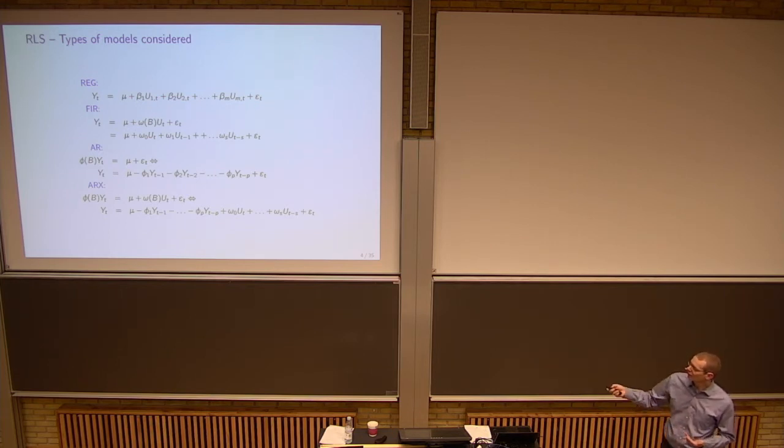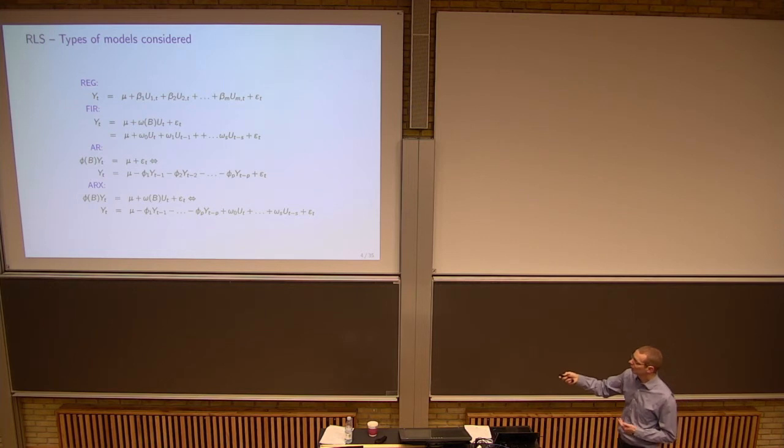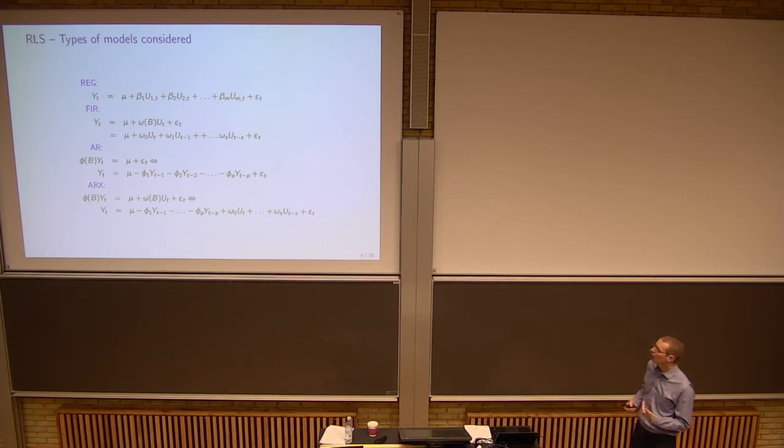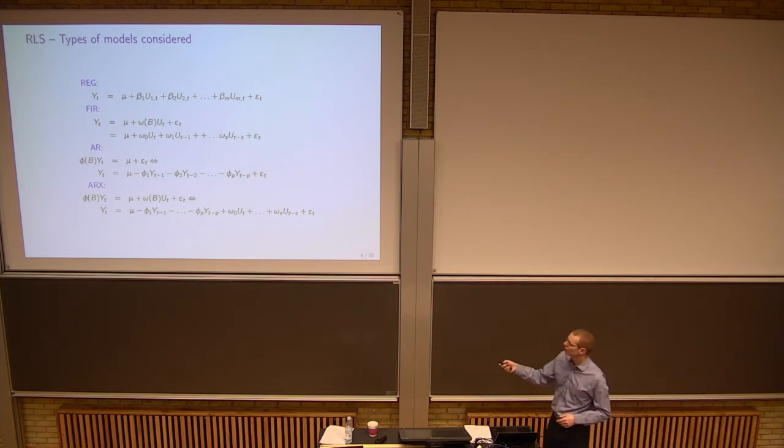We can also have a combination of those two, where you both have an autoregressive part, and then you have an input part as well. We've also played with those models a couple of weeks ago. All these models can be estimated by linear regression. The only class of models where you cannot do this is when you have a moving average part. So in all these models, you just have an epsilon.